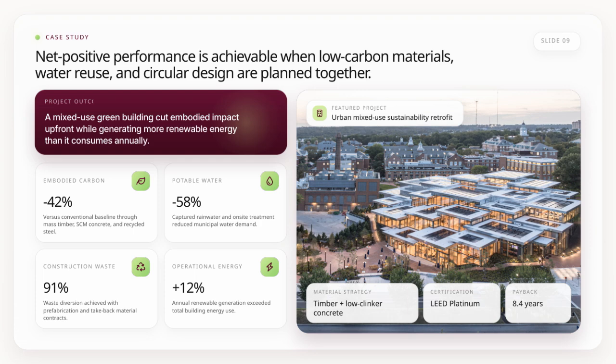Interestingly, operational energy saw a slight increase of 12%, but this was more than offset by annual renewable energy generation, exceeding the total building energy use, resulting in a positive overall energy balance. The project itself is an urban mixed-use retrofit, designed with timber and low-clinker concrete, achieving LEED Platinum certification. With a payback period of 8.4 years, it clearly demonstrates how sustainable design can be both environmentally and economically beneficial.